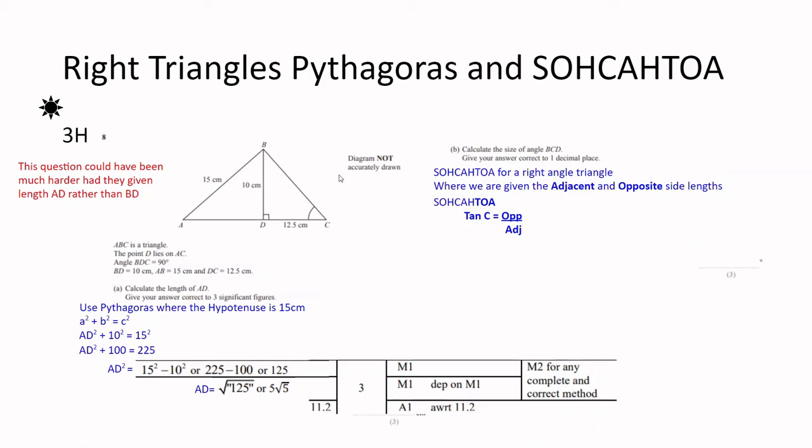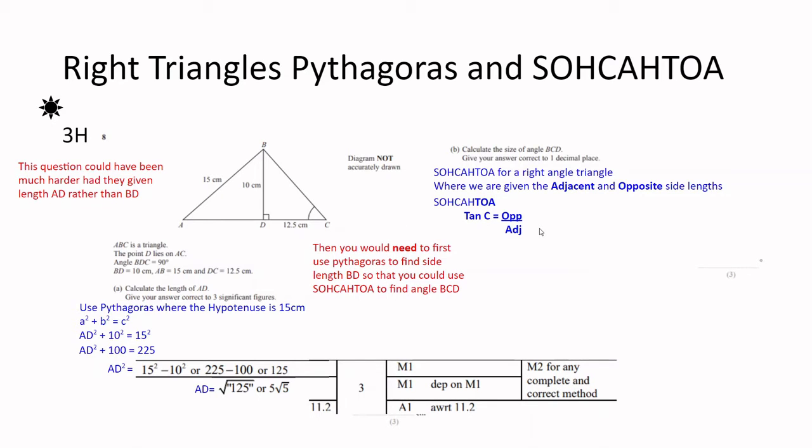Now this works out nicely. They gave us the opposite and the adjacent in this case. It could have been more difficult because they had us work out length AD in this question. If they had given us length AD and asked us to work out that length, we might have had a follow-through error. So it's probably why they gave it to us. But in future, they may not. So be thankful for this one.